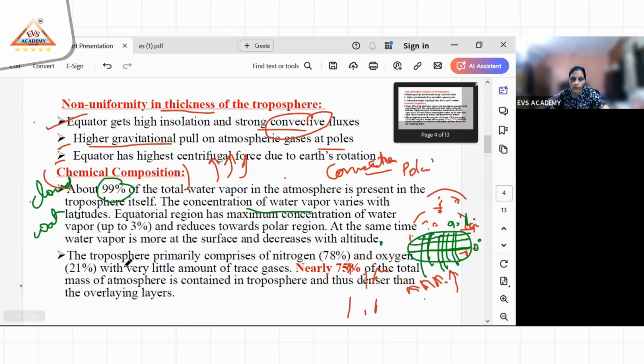Now the troposphere is primarily composed of... Okay, now the equatorial region has a maximum concentration of water vapor, up to 3%, and it reduces towards the polar region.